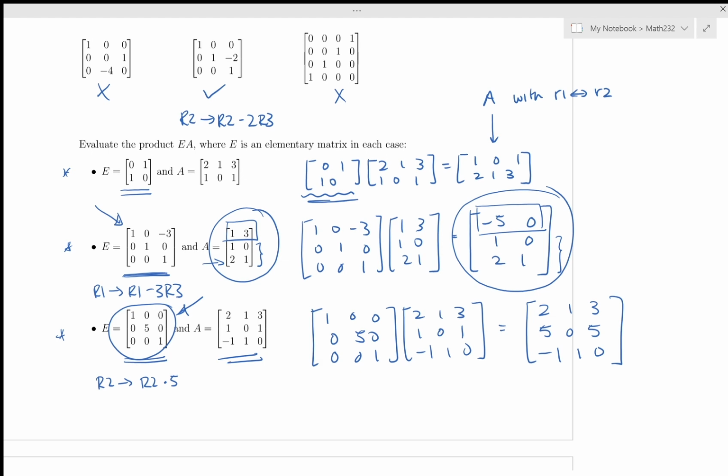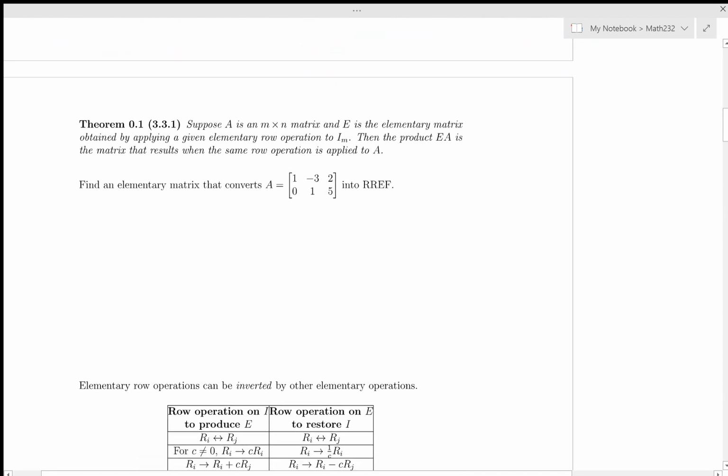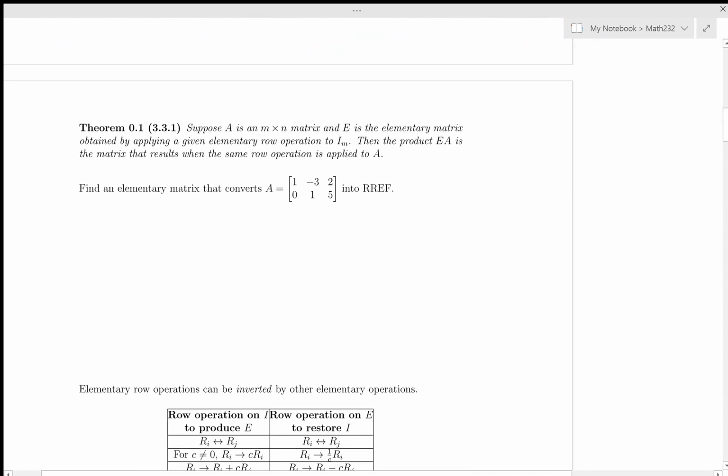Okay, so let us just state a theorem here. Suppose A is an n by m matrix and E is an elementary matrix obtained by applying a given elementary row operation to the identity matrix of the correct size. Then the product EA is the matrix that results when the same row operation is applied to A. We just saw 3 examples of that theorem. So let us take a look here.